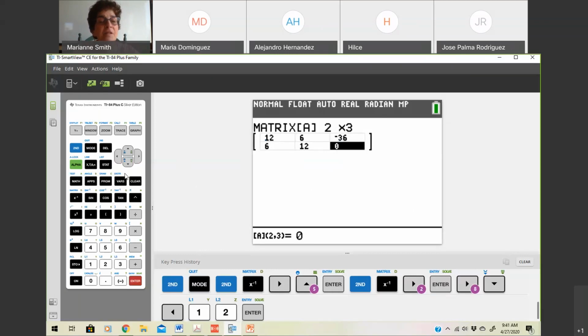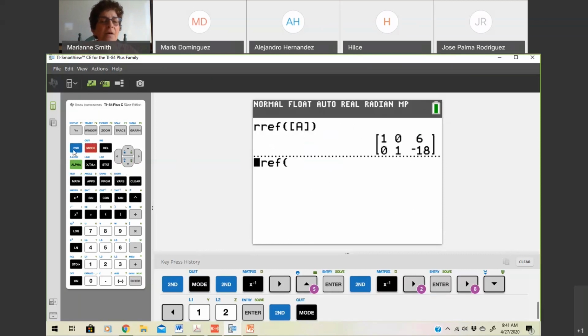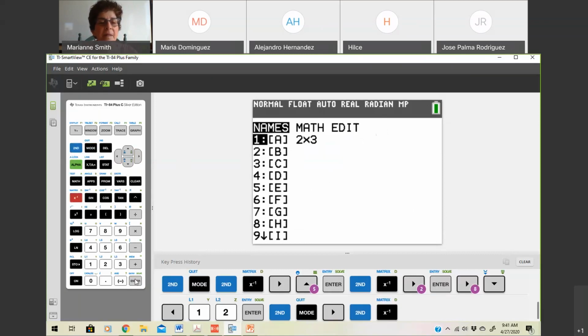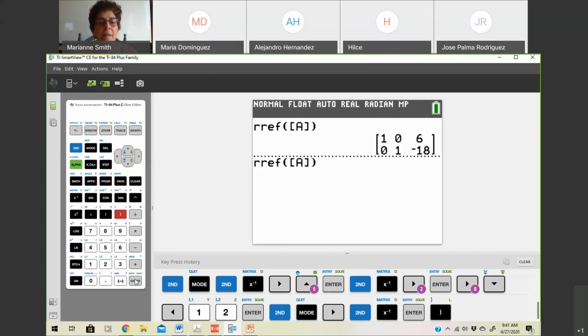Okay, so let me try this again. Let's quit out of here and try the RREF again. And there's our -4, 2. So our values: we get x equals -4 and y is 2. Everybody understand my mistake?